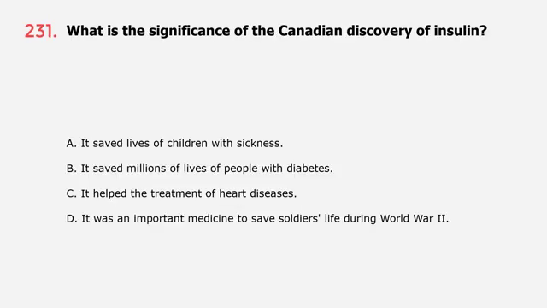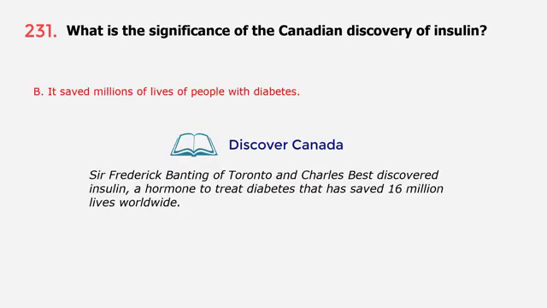Question 231. What is the significance of the Canadian discovery of insulin? A. It saved lives of children with sickness. B. It saved millions of lives of people with diabetes. C. It helps the treatment of heart diseases. D. It was an important medicine to save soldiers' lives during World War II. The answer is B. It saved millions of lives of people with diabetes.